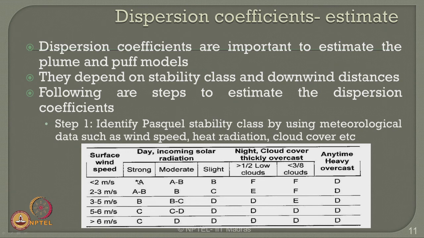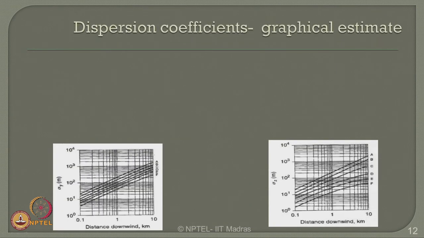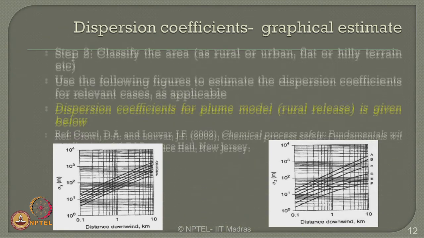So, I divide the stability class into different nomenclature, depending not only on the surface wind speed, but also on whether it is day or night. Further, it is subdivided into slight, moderate and strong incoming solar radiation, whereas for the night cloud cover it can be taken as either more than 50% low clouds or less than 3/8 cloud formation. So, for different Pasquill stability classes, I can estimate the dispersion coefficients graphically using these figures seen here.